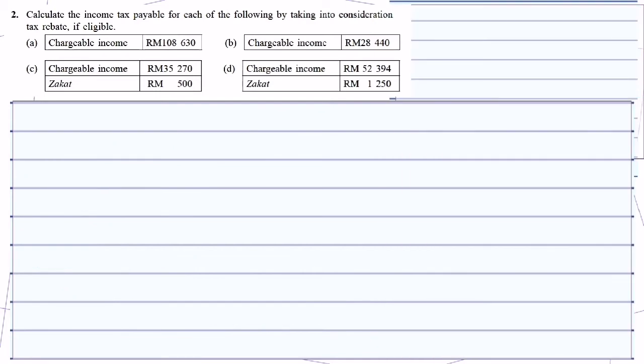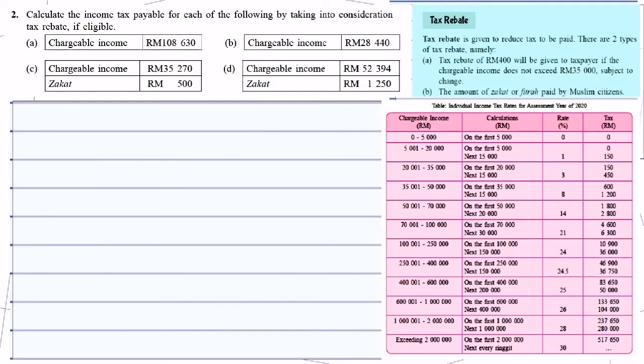Question number 2C. Taxable income 35,270 ringgit and zakat 500 ringgit. Okay, so still remember first step, we refer to the table. Okay, 35,270. Okay, we refer to this line, right?